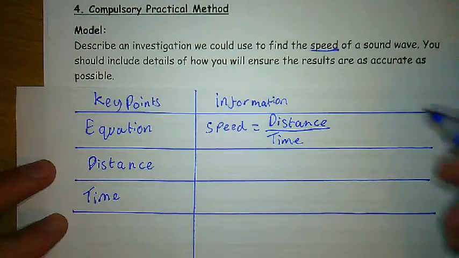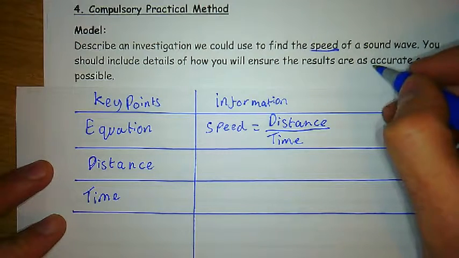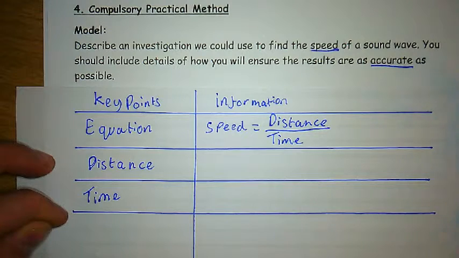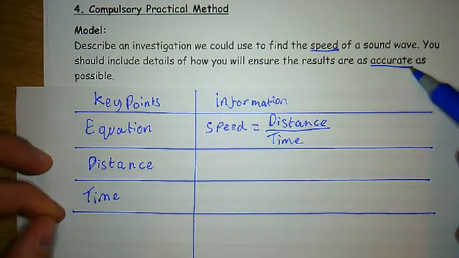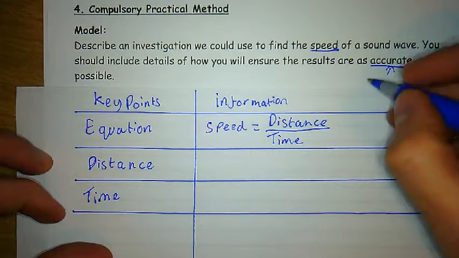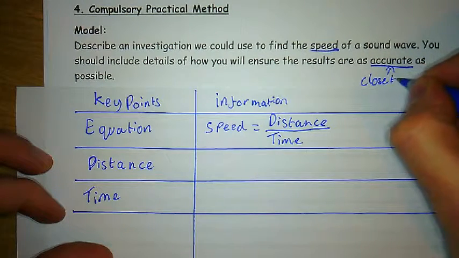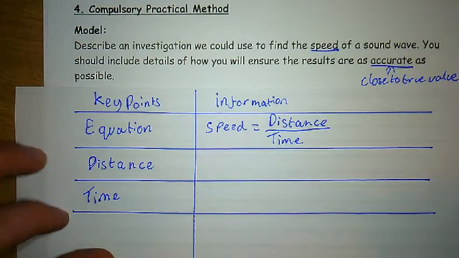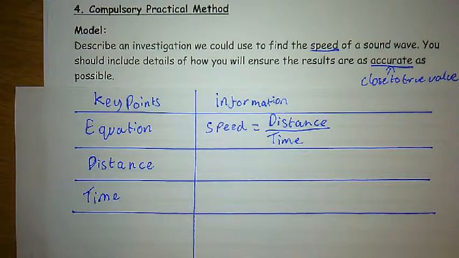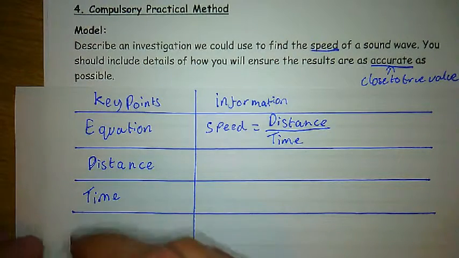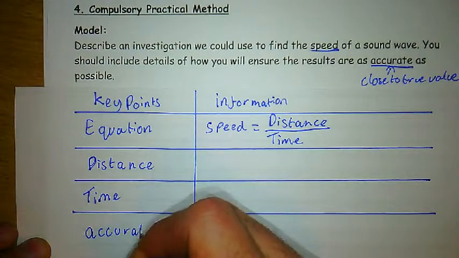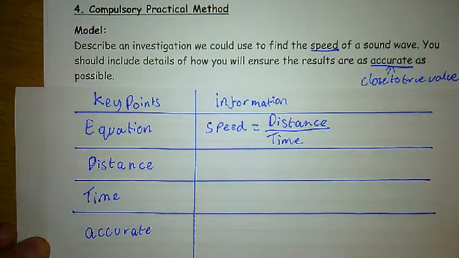On top of that, it also asks how we're going to ensure they are as accurate as possible. So making results accurate, we need to understand what accurate means. So accurate means close to true value. Okay, so as close as possible to the true value of the speed of sound. So that's going to be what we're going to put in the bottom. Okay, so to put accurate, just lifting that straight from the question, it's telling us to do something, we need to make sure we do it.